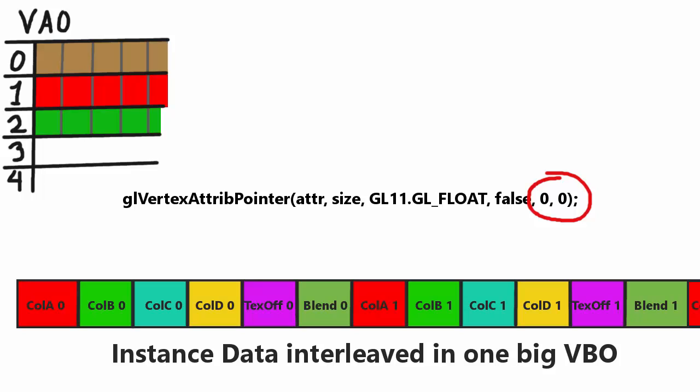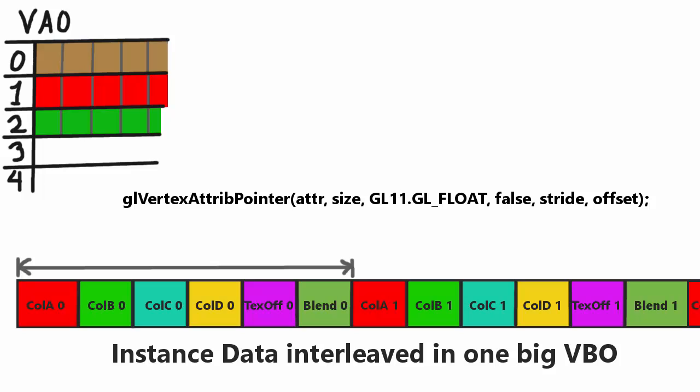These last 2 parameters need to know the stride and the offset of the data. The stride is the amount of data in bytes that each particle uses, so this will be the same for each attribute, and in this case will be 21 floats, so 84 bytes. The offset indicates how many bytes into each memory chunk the data for the attribute can be found.